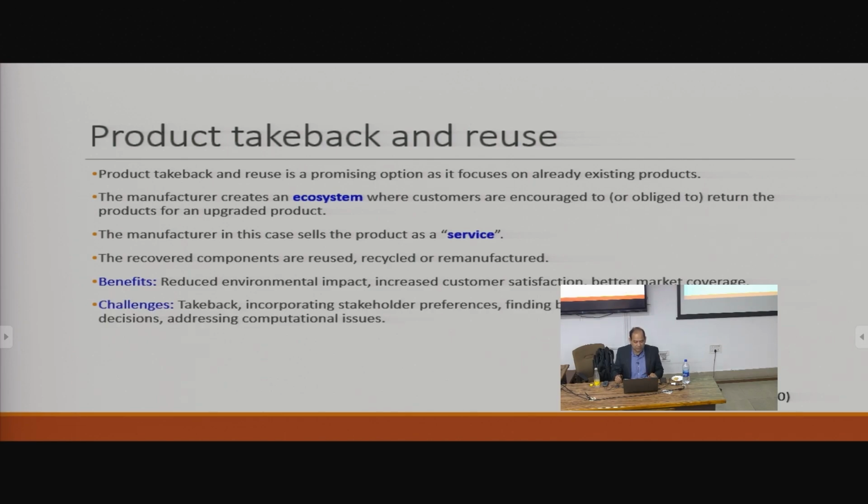The challenges, of course, is that there's a lot of things you have to do. You have to talk about take back. You have to talk about incorporating stakeholder preferences, right? Manufacturer wants to make profit, but this guy wants a fast computer, that guy wants an environmentally benign computer, and this guy wants a utilitarian computer.